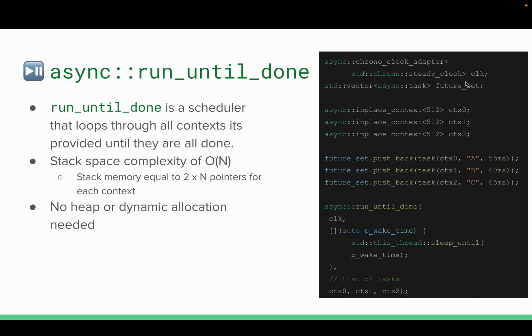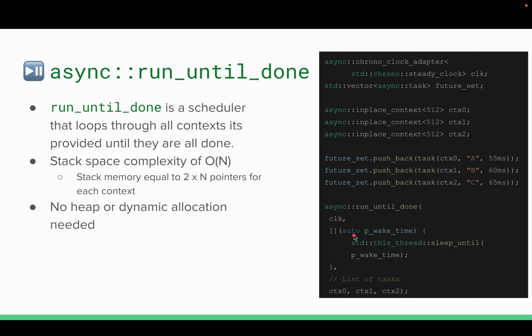This allows run until done, whenever it sees a context that is blocked by time, to add the current block time plus the now time and get a future deadline at which it should resume that particular context. So you pass in a clock so it knows what the time is. You pass in a function, some callable, that you can pass a wake time into.